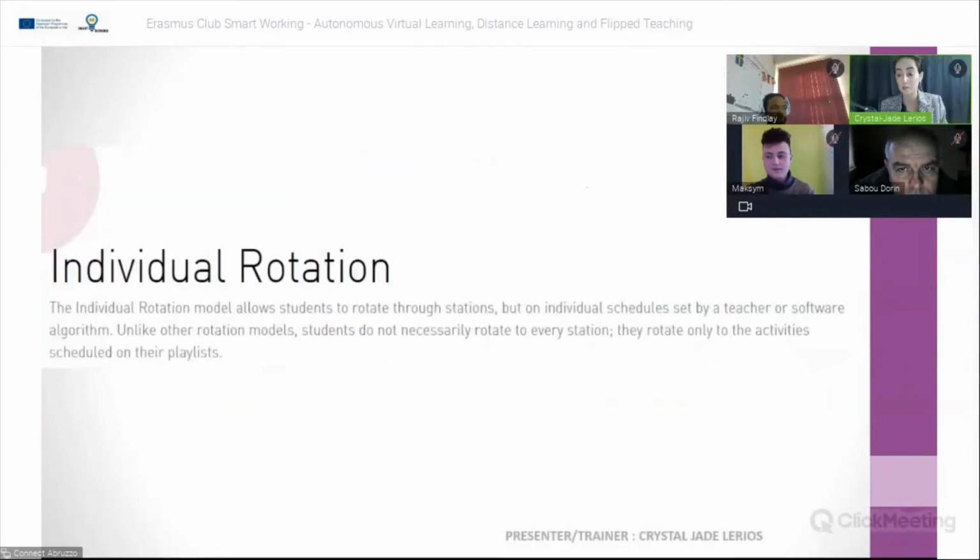All right, individual rotation. That model allows students to rotate through stations, but on individual schedules set by a teacher or a software algorithm. Most schools just do it via their teachers because they don't have that much infrastructure when it comes to technology, or they don't have the funds to find a program that uses a software algorithm. So unlike the other rotation models, students do not necessarily rotate to every station. They rotate only to the activities scheduled on their playlist. So this is another example that it's tailored, it's learner specific. Next slide.